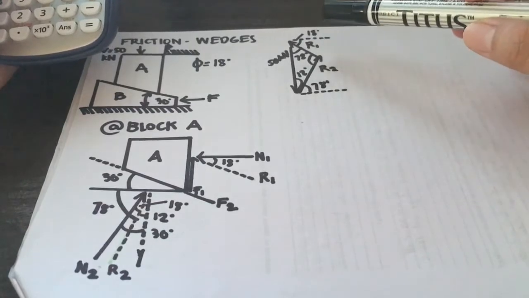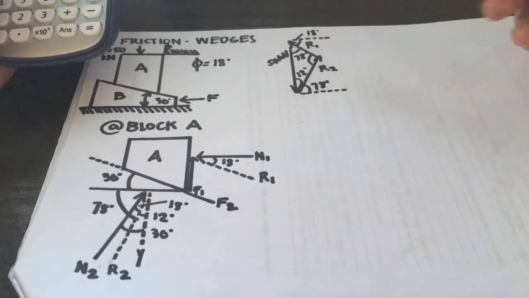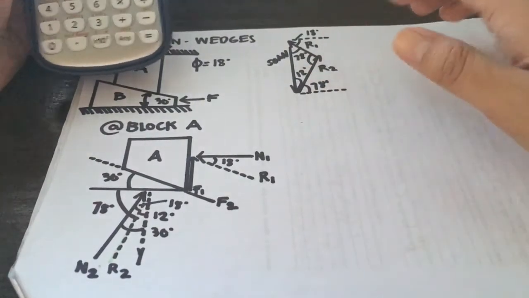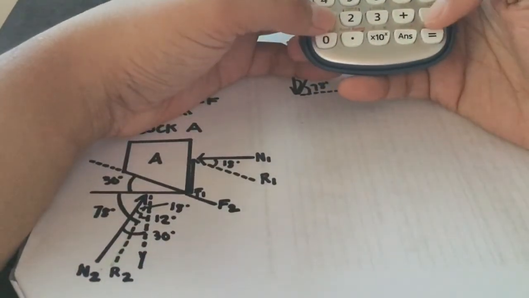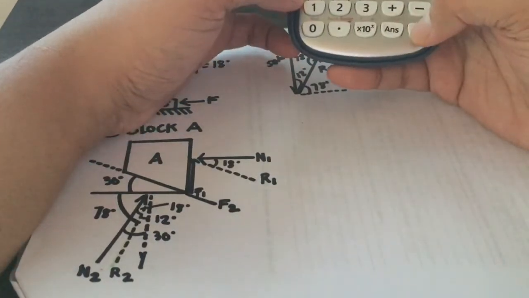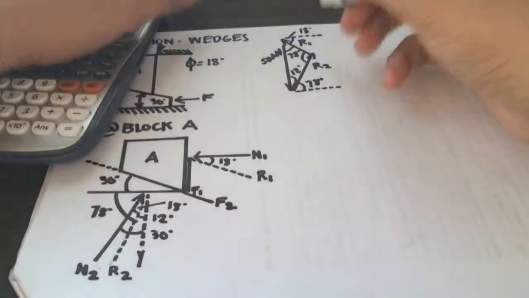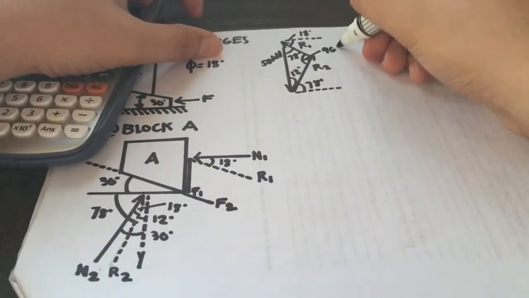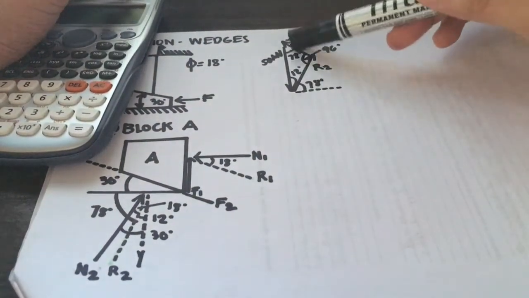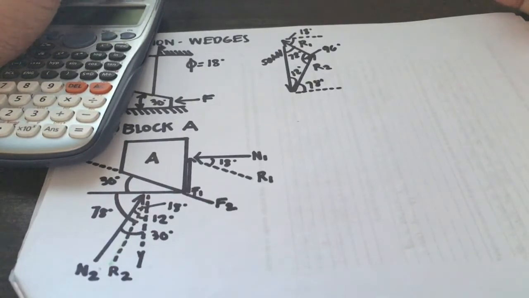To get the third angle inside the triangle, you subtract 72 plus 12 from 180 degrees. So 180 degrees minus (72 plus 12) gives 96 degrees as your third angle. After you complete the angles, you can now solve for R1 and R2 by using the law of sines.